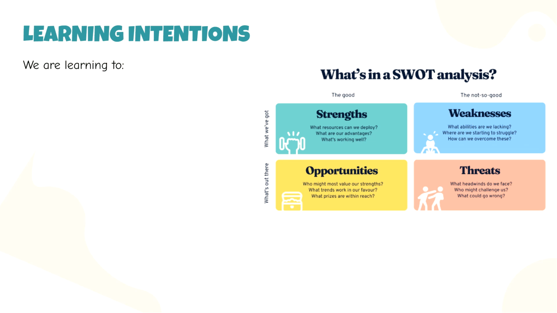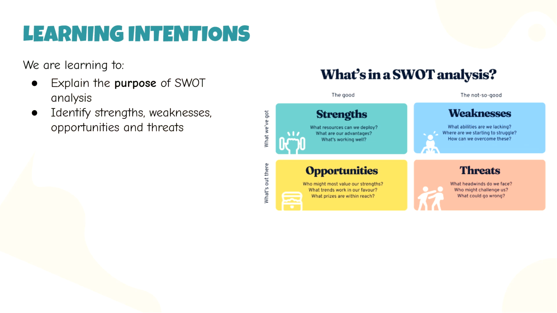So, what are we going to learn about SWOT? What is a SWOT analysis? We are going to learn how to explain the purpose of a SWOT analysis. We are also going to identify the different factors in the SWOT analysis, which is made up of the strengths, weaknesses, opportunities, and threats in a business. Therefore, the acronym SWOT: S for strengths, W for weakness, O for opportunities, and T for threats.